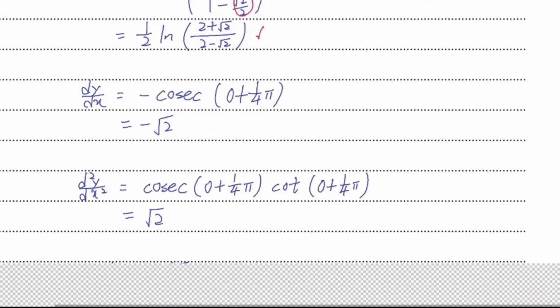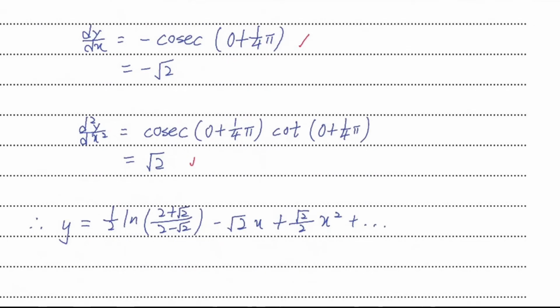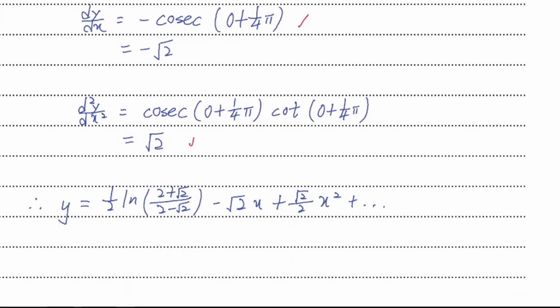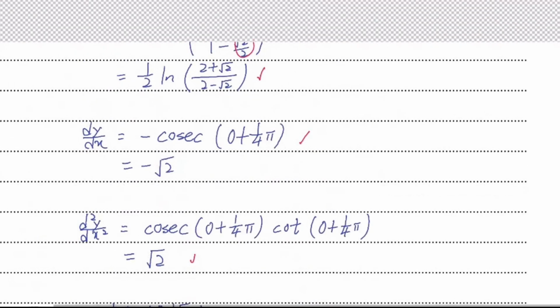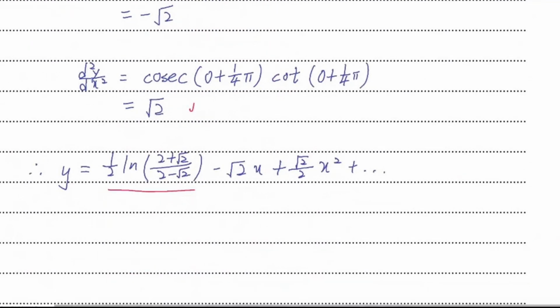For the rest of it, just sub in the 0 into the dy dx and evaluate, and d square y dx square, evaluate. After that, we just put them back into the formula for the Maclaurin series. So this is the value of y there, and then we have the first derivative, and this is the value of the second derivative. We just put everything inside there. So that is what we get here.